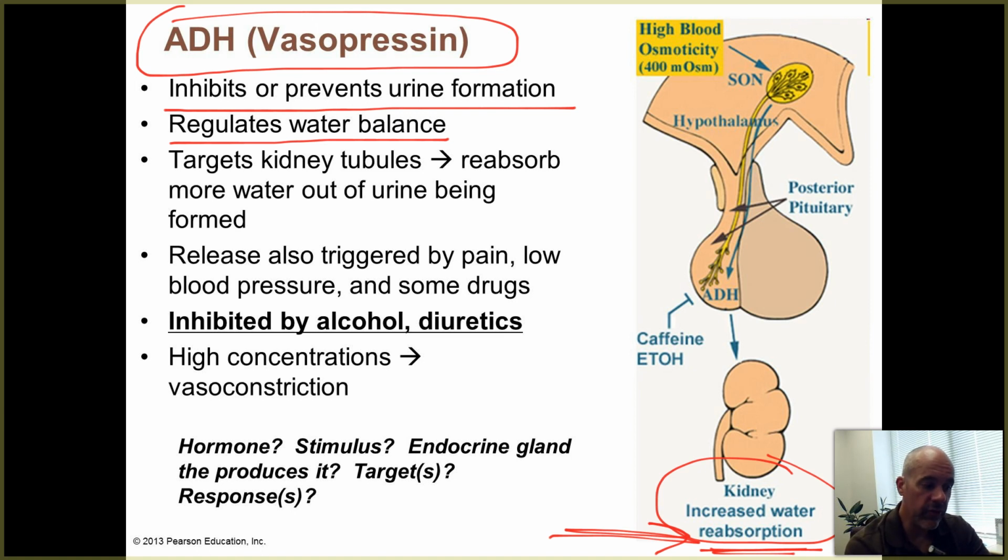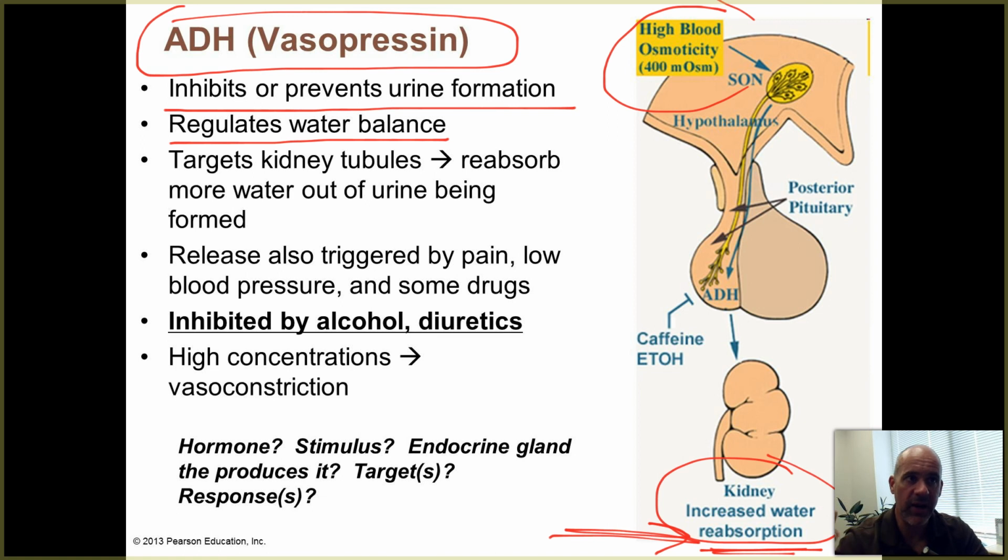Some other things can trigger ADH release. All right, so what is going to be the main trigger? Guess what your main trigger would be? High blood osmoticity. You'll see some different terms for that, like osmolarity, which you may have learned a little bit about in Biology 201. That's referring to the solute concentration of your body fluids.